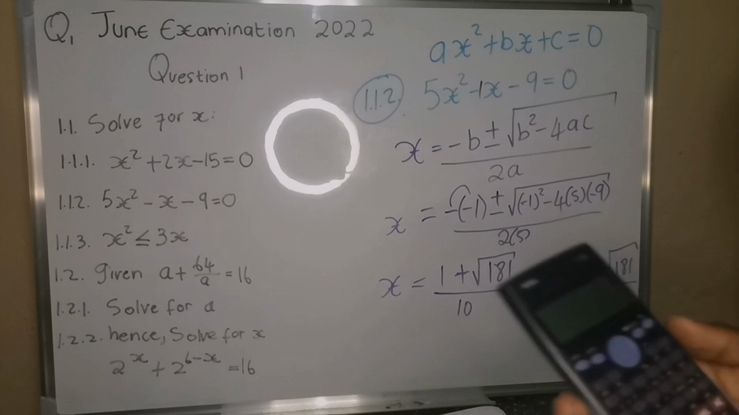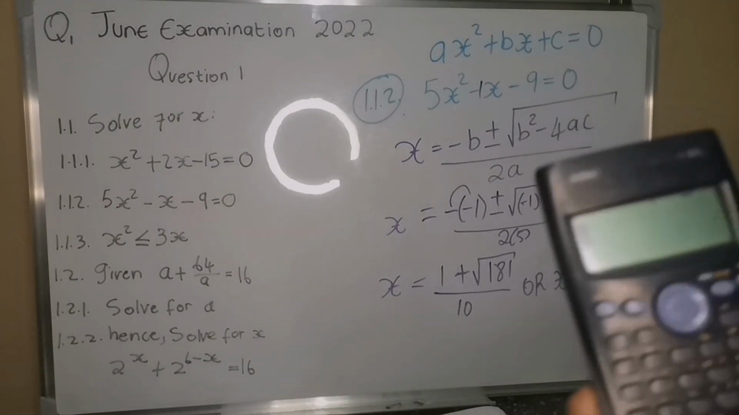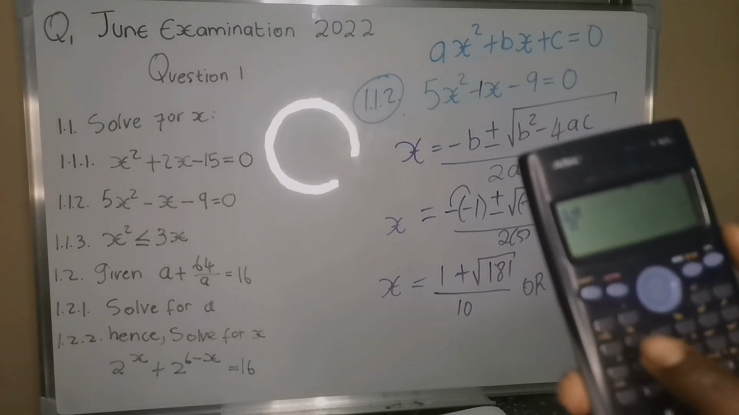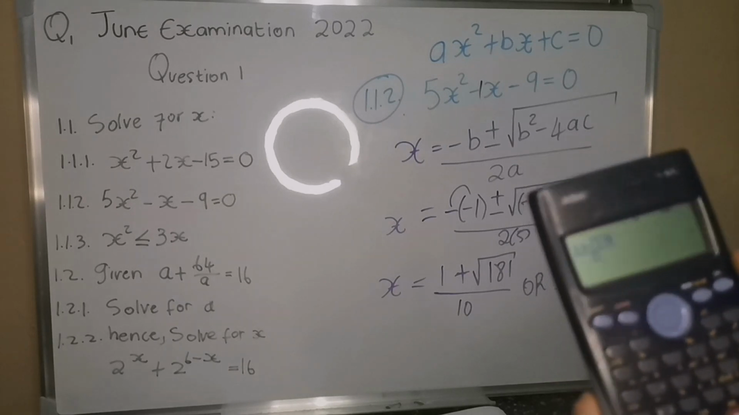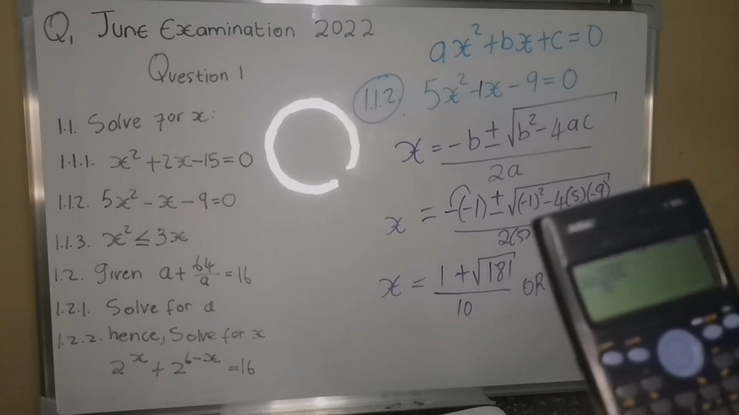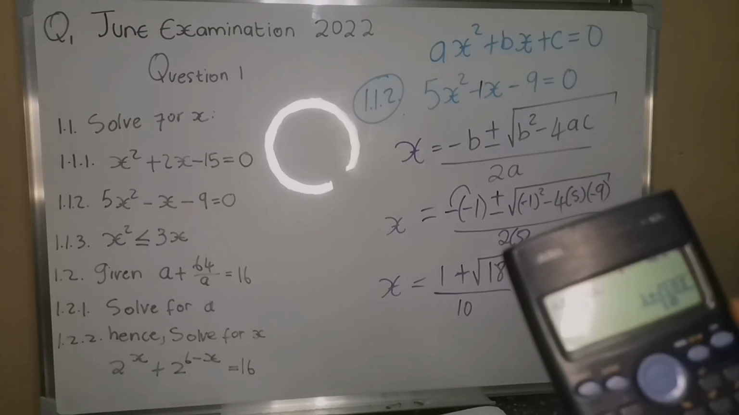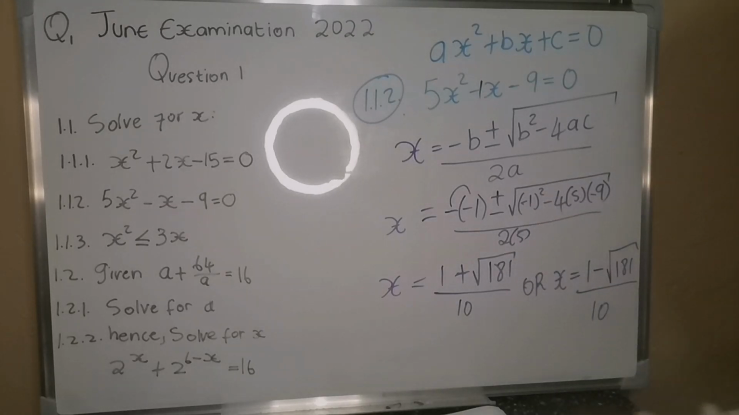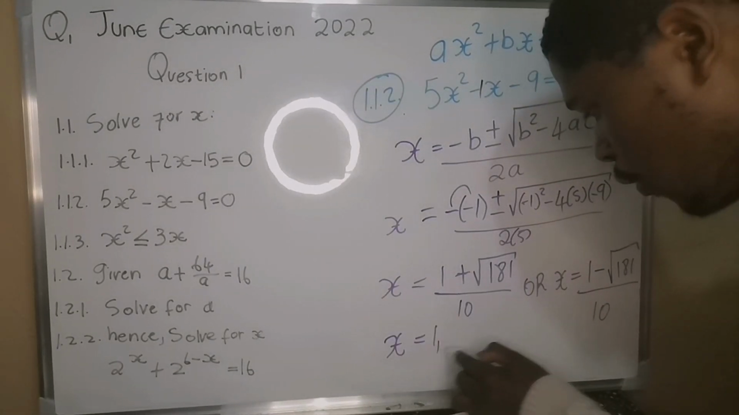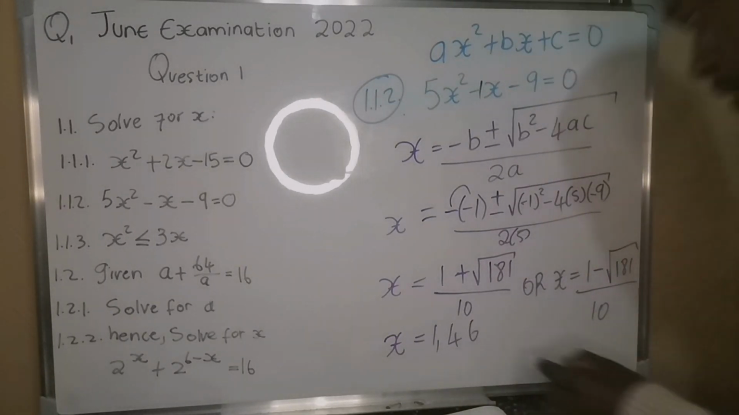Therefore, separately, you just introduce the sign here. You have 1 plus the square root, you can just say answer, the square root of 181, divided by 10. On the bottom, divided by 10. Then remember you must round off to the nearest 2 decimal places. Therefore your x is equal to 1.45, so you're going to have 1.446.